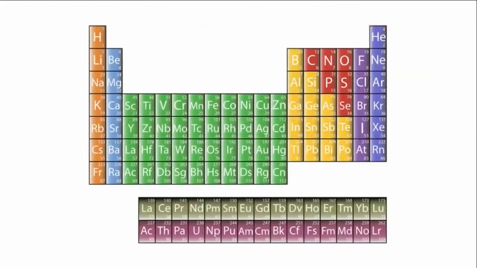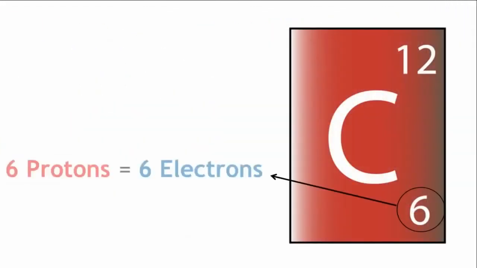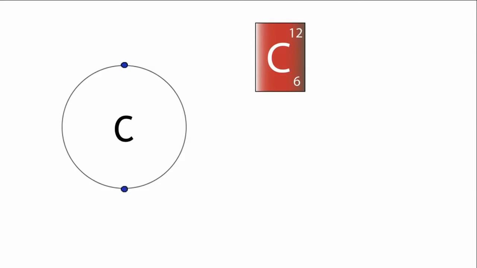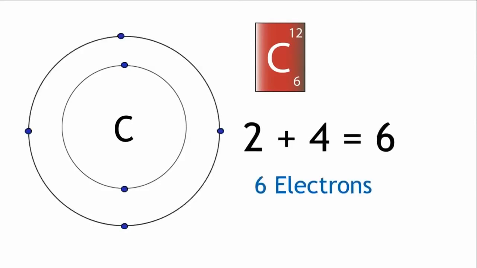Let's look at some more examples. Carbon has 6 protons, therefore it has 6 electrons. The first 2 electrons are placed in the first shell, and the next 4 are placed in the second shell. 2 plus 4, 6 electrons. This would be written as C 2,4.